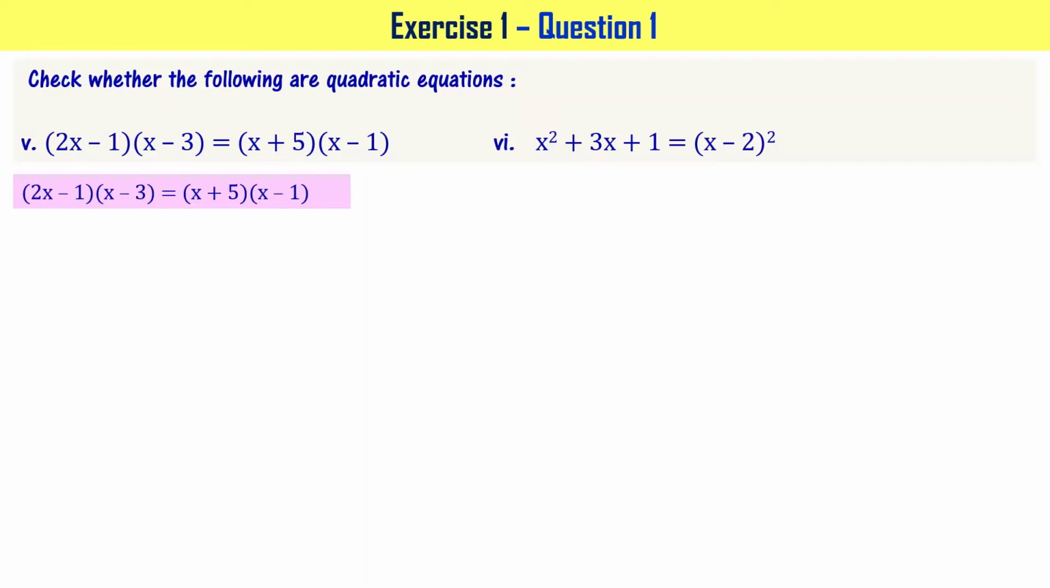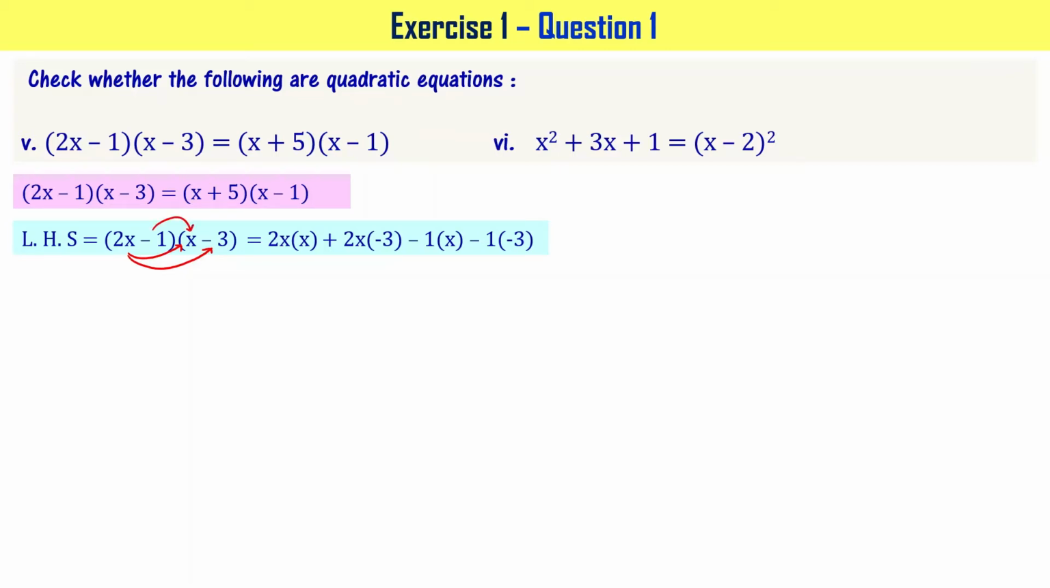The next part is the fifth equation, that is 2x minus 1 times x minus 3 equal to x plus 5 times x minus 1. Let us first simplify LHS. 2x minus 1 times x minus 3 can be written as 2x times x plus 2x times minus 3, minus 1 times x and minus 1 times minus 3, right?